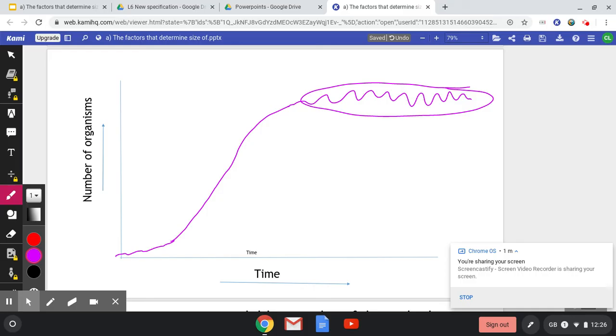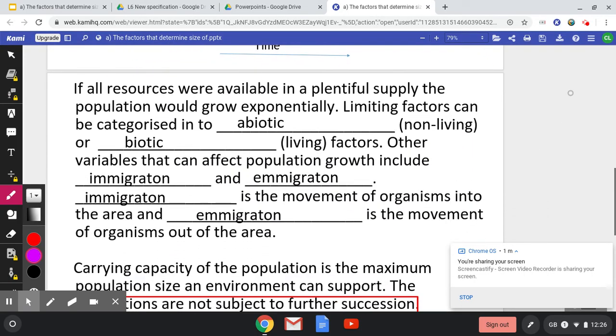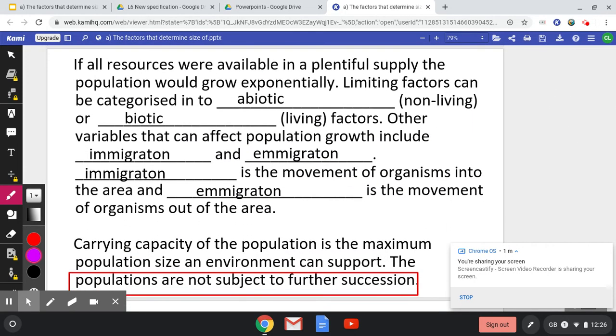And this part here is taken directly from the mark scheme, which is that the carrying capacity is not subject to any more succession. Succession, we did look at that in ecosystems, so if you do want to, go back and have a look at that as well. Okay, so if all resources were available in plentiful supply, the population would grow exponentially.